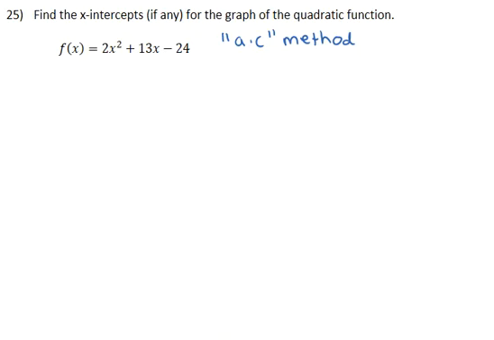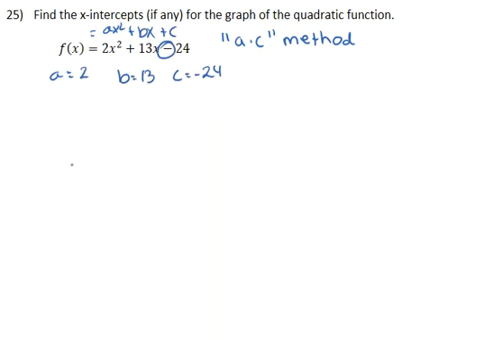So to start with this method, I'm going to go ahead and label my terms. For your a, judging off of the standard quadratic equation, ax squared plus bx plus c, my a is going to be 2, my b is 13, and my c is equal to negative 24. Don't forget that negative and positive.